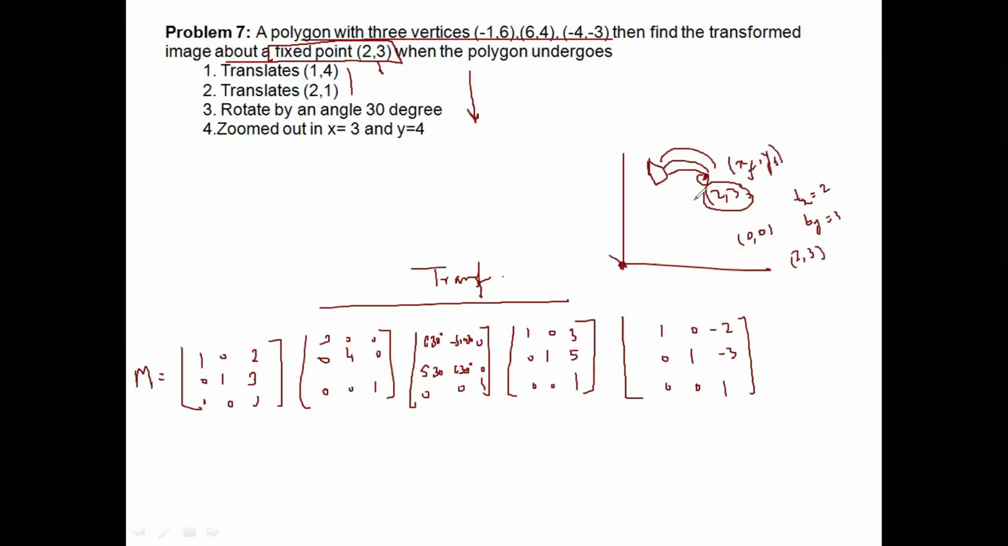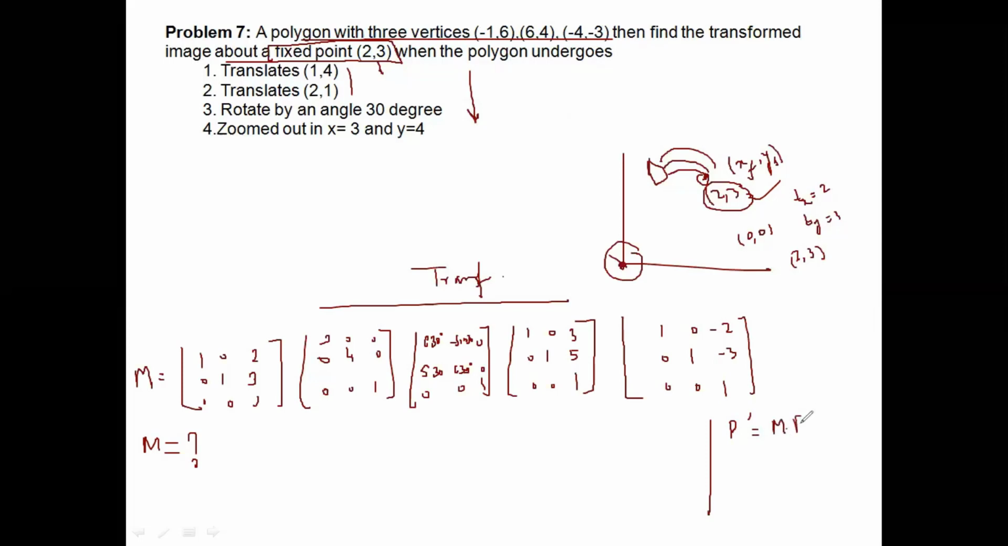So simply bring back the fixed point xf and yf to the origin, do the transformation, and place back the origin to its original position, that is 2, 3. So now you will have a consolidated matrix M over here. Okay, the same you will apply to get the new coordinates, that is P dash.